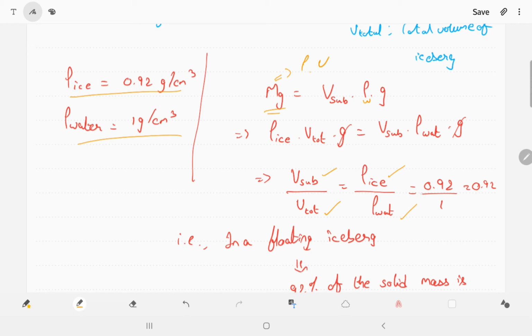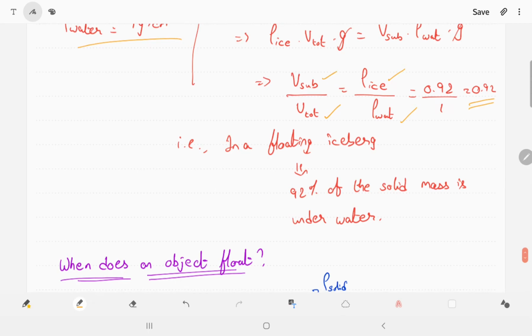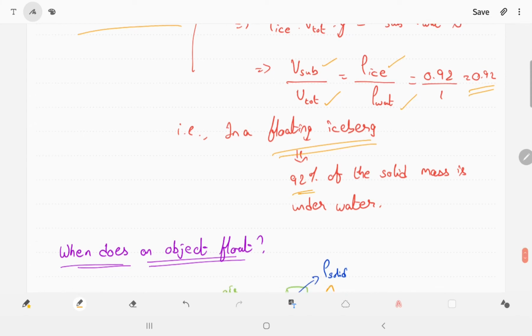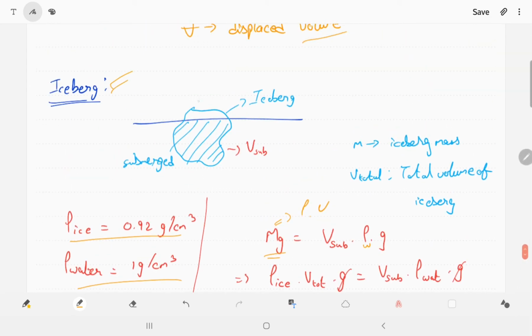As the density of ice is 0.92 gram per centimeter cube and the density of water is 1 gram per centimeter cube, you will get the value as 0.92. That means in a floating iceberg, 92% of the solid mass is submerged under water. What does this actually mean? That means we can see only 8% of the iceberg on the surface of the river. The remaining 92% of the mass will be underwater itself.